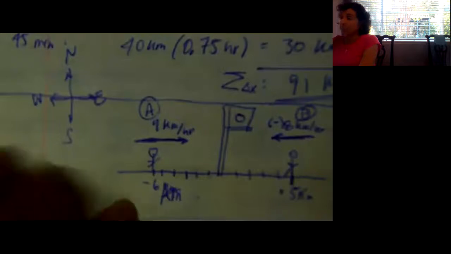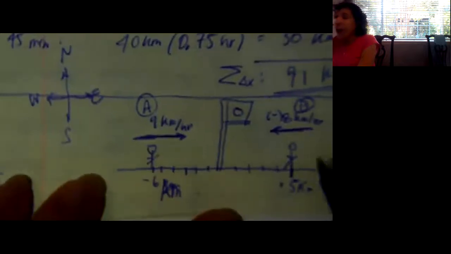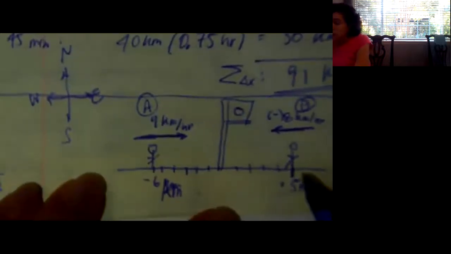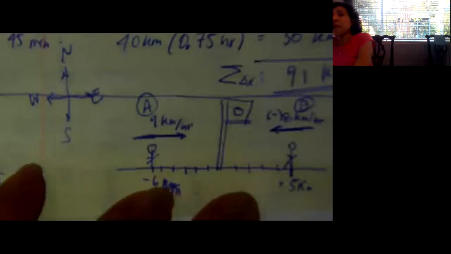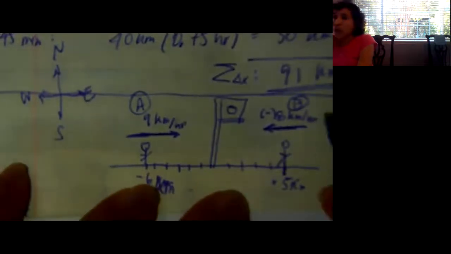But my other guy, he's 5 kilometers to the right. He's east of the flagpole. 1, 2, 3, 4, 5. He's to the right. And he's going 8 kilometers per hour. It's kind of hard for you to see. 8 kilometers per hour to the left.